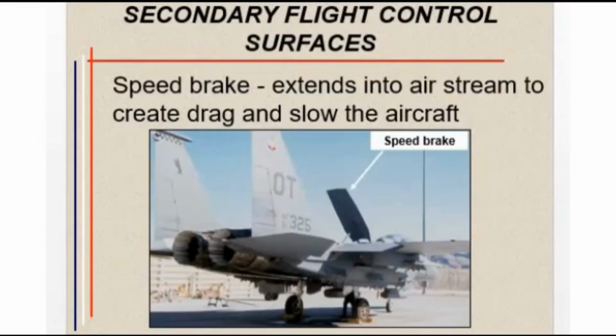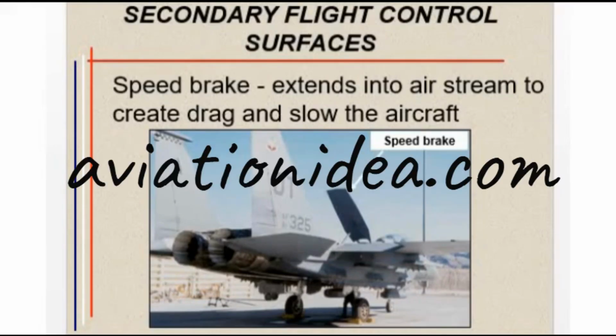Speed brakes. Speed brakes, Figure 20, can be located anywhere on the aircraft, and they operate much like spoilers. Their sole purpose is to extend into the airstream to create extra drag and slow the aircraft.